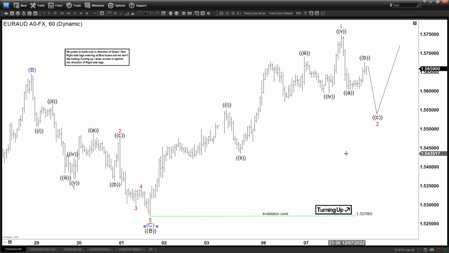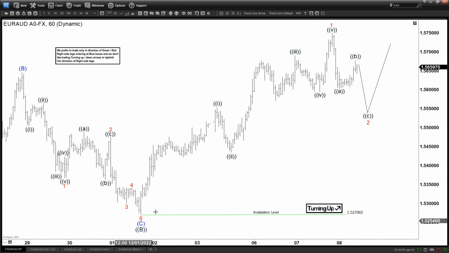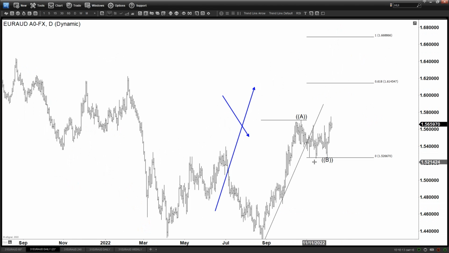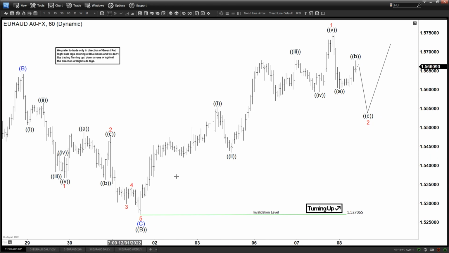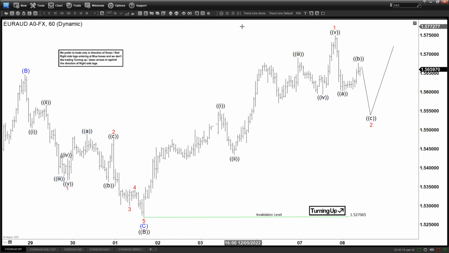So the idea here simply is that as long as we stay above 152.70, which is the previous B low, then we can continue to see more upside in the EURAUD. So now we are looking for a 3 swing pullback. Now suppose we don't make another high from here, or even a new high, and we go down. In the very short term, obviously we can do something like this before going down. It doesn't really change anything if that happens.